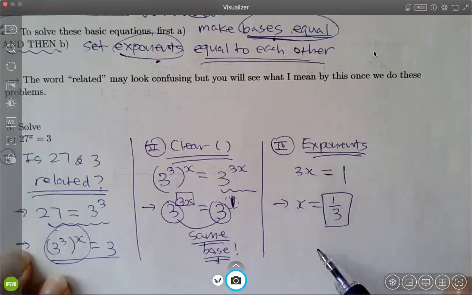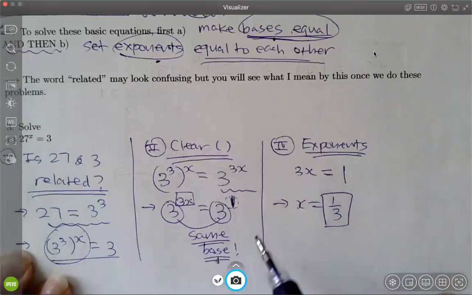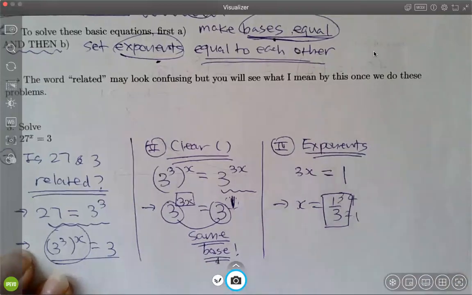As you will see, for these basic exponential equations, your answer will be pretty simple, either whole numbers or very simple fractions. So if you get something like 134 over 321, then you should immediately know that you have done something wrong. You won't see any complicated looking fractions.